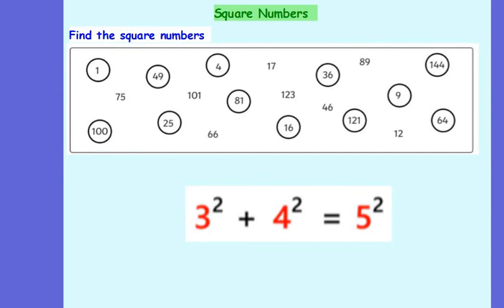And these are the answers. Please check your work and see how you did. I've circled all the square numbers that can be made by multiplying a whole number by itself. And at the bottom, I've come up with the example 3 squared plus 4 squared equals 5 squared. You might have come up with some other examples as well.